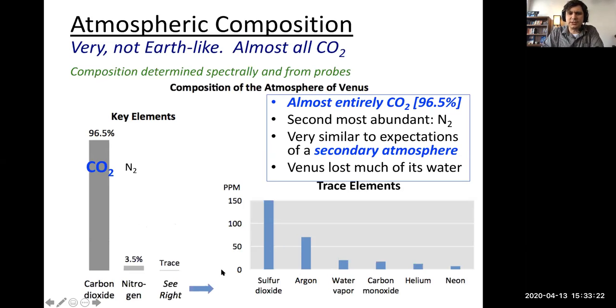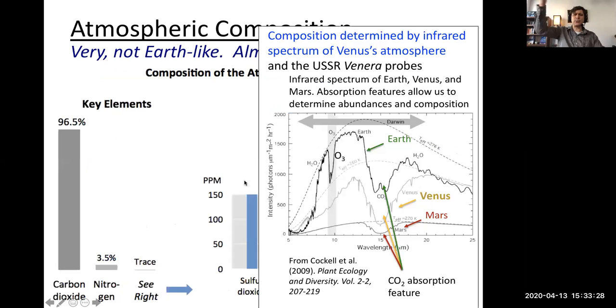And then what's the third one? Well, I guess that's sulfur dioxide. And then you have argon as well, which is something that you would expect. How do we know all this? How do we know the atmosphere of Venus so well? Well, one, we can use spectroscopy. So here we're just looking at wavelength in the infrared versus how bright, and we can see these absorption bands due to carbon dioxide, things like that. So we can use spectroscopy to get it, but we also had the USSR's Venera probes that descended through the atmosphere, taking atmospheric measurements the whole way down.